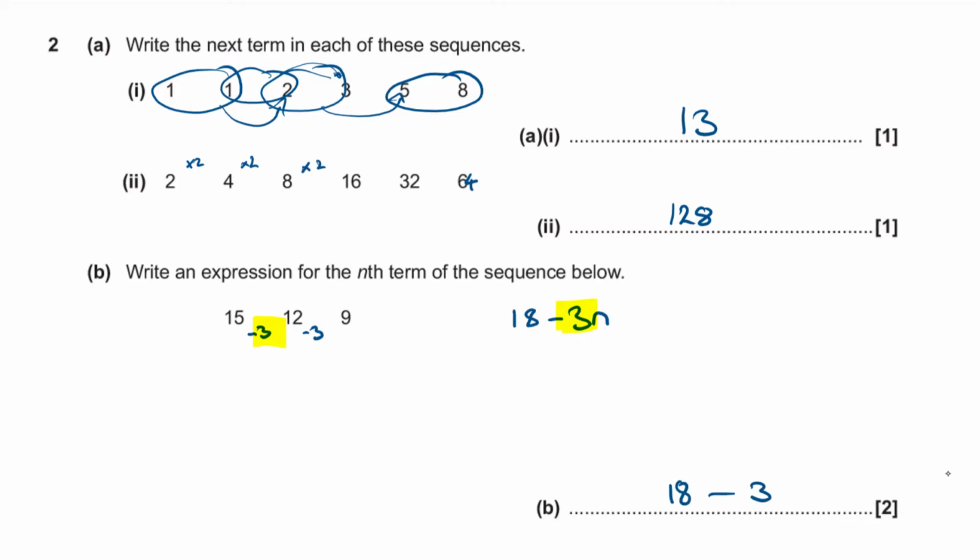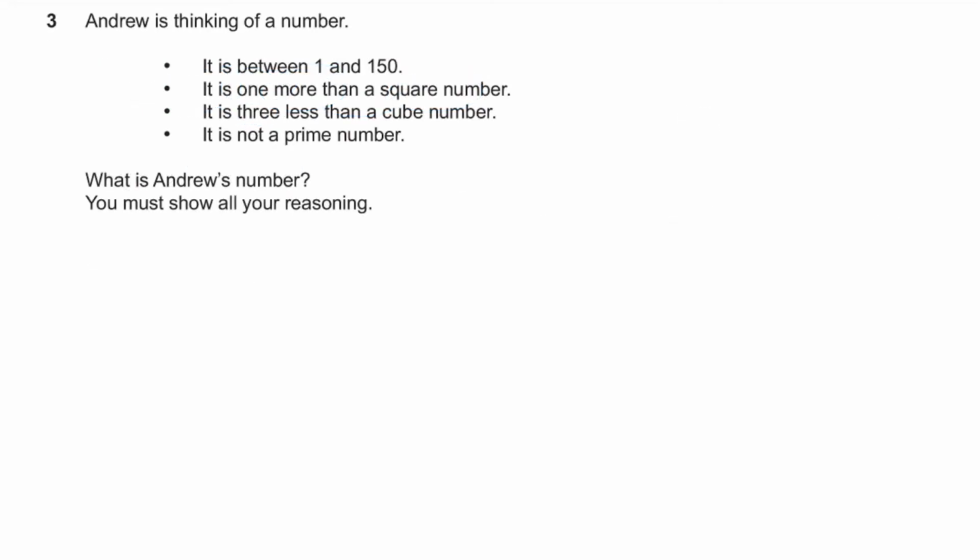18 minus 3n. Question 3. Andrew is thinking of a number. It's between 1 and 150. It is 1 more than a square number. It's 3 less than a cube number. It is not a prime number. What is Andrew's number? You must show your reasoning.